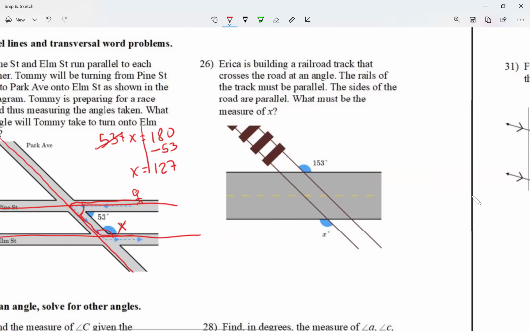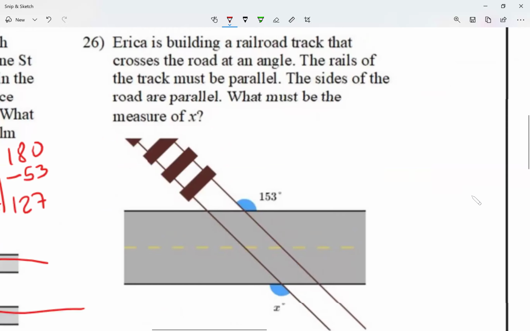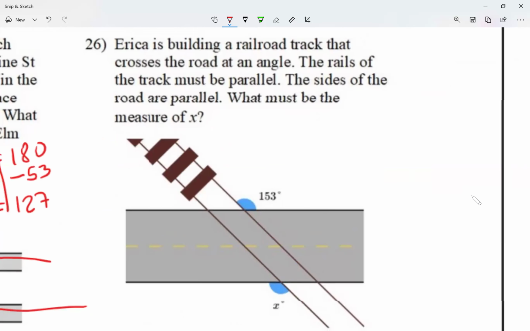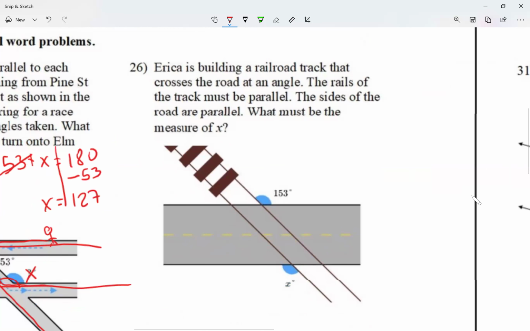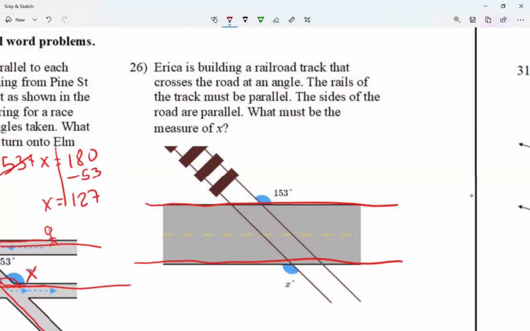Now for number 26, Erica is building a railroad track. Railroad tracks tend to be parallel lines. So it crosses the road at an angle. The rails of the track must be parallel. The sides of the road are parallel. So what I mean is this side with this other side are parallel, and the same with the tracks of the railroad track. What must be the measure of x?